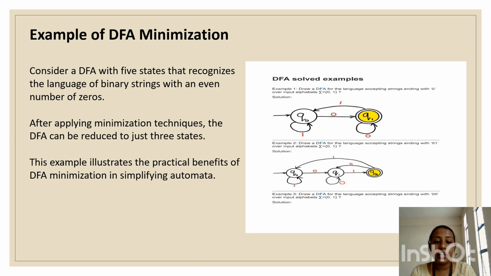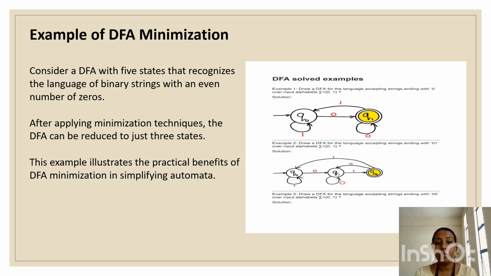The next one is explaining DFA minimization. Let us go through this sum to know what DFA minimization is. Consider a DFA with 5 states that recognizes the language of binary strings with an even number of zeros. There are 5 states: Q0, Q1, Q2, Q3, and Q4. It has only two inputs, 0 and 1, and it must have an even number of zeros. So in this DFA problem, the number of zeros should be even and the number of ones can be anything. After applying minimization techniques, the DFA can be reduced to just three states. This example illustrates the practical benefits of DFA minimization and simpler automata.